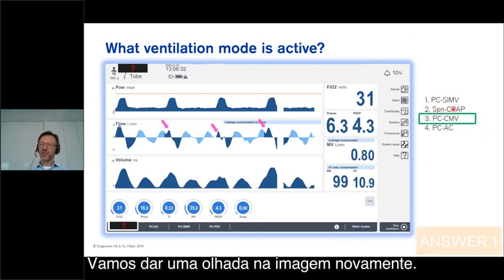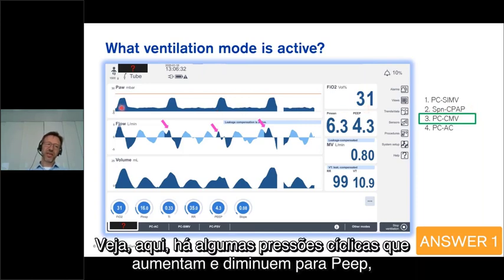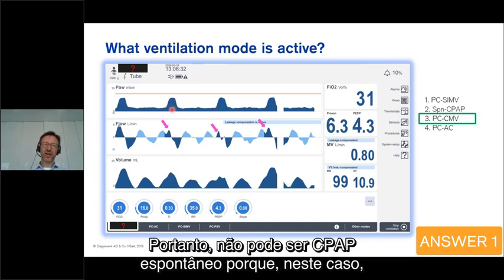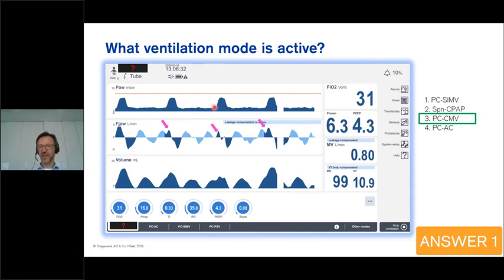Let's have a look at the screenshot again. Can it be spontaneous CPAP? You see there is some cycling. Pressure is built up and comes down to PEEP. So obviously this will not happen in CPAP. Therefore it can't be spontaneous CPAP, because in this case, the pressure would be stable on the CPAP level and you would not see any inspirations.